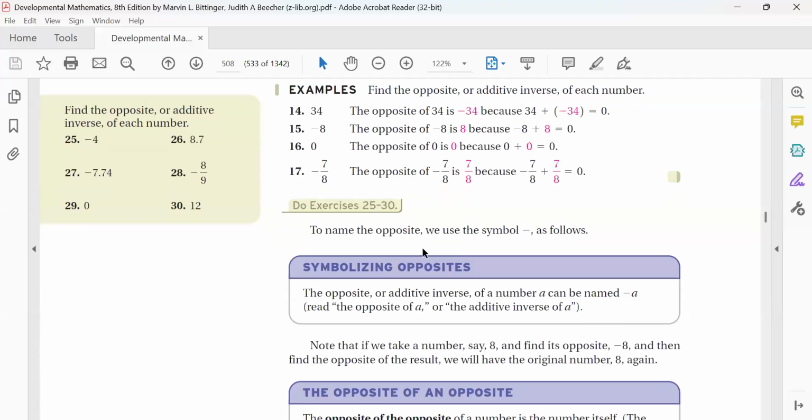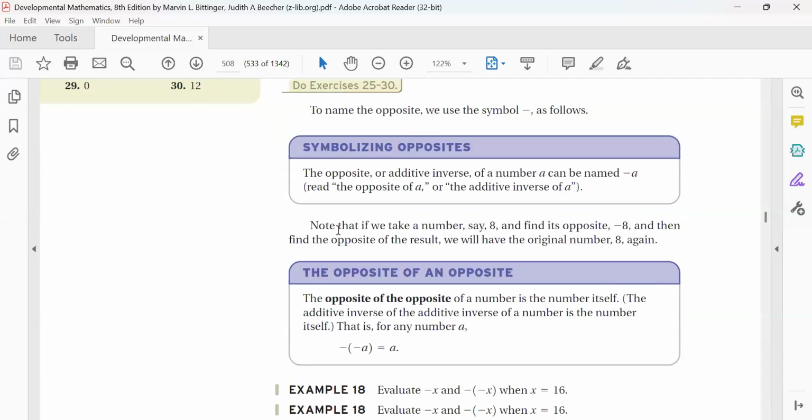Now, symbolizing opposites is also important to remember. I think the second one is more important: the opposite of an opposite. Symbolizing opposites, the opposite or additive inverse of a number a can be named as minus a, read as the opposite of a or the additive inverse of a. The second statement says the opposite of an opposite is the number itself.